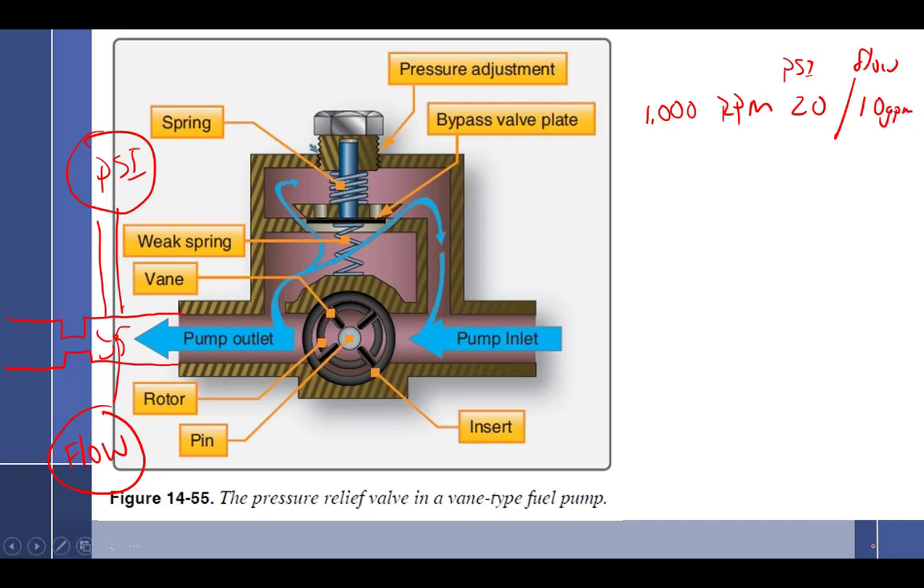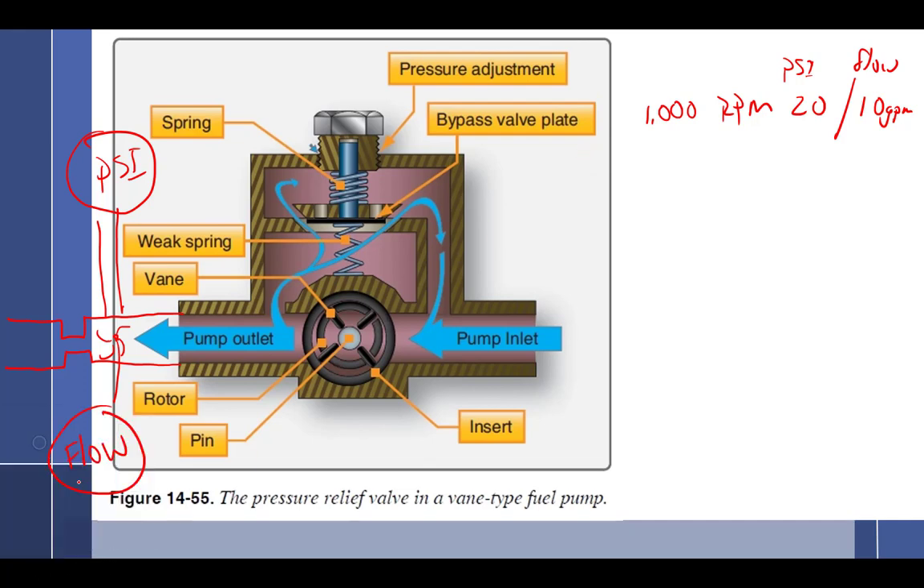All right, so there's the pump, going along at 1,000 RPM. This says what? 20. I'm hoping everybody's listening here. So we got 20 psi, and the flow is what? 10 gallons per minute, at 1,000 RPM.